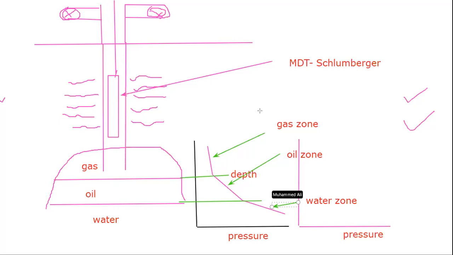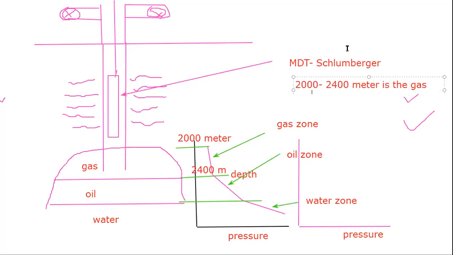The software was running inside the hole. He had all the data, he put it in the software, and he generated that, for example, the well starting from this point. Let's say depth here is 2,000 meters, and at this point maybe it is 2,400 meters. So all his job was just to report that from 2,000 to 2,400 meters is the gas zone.